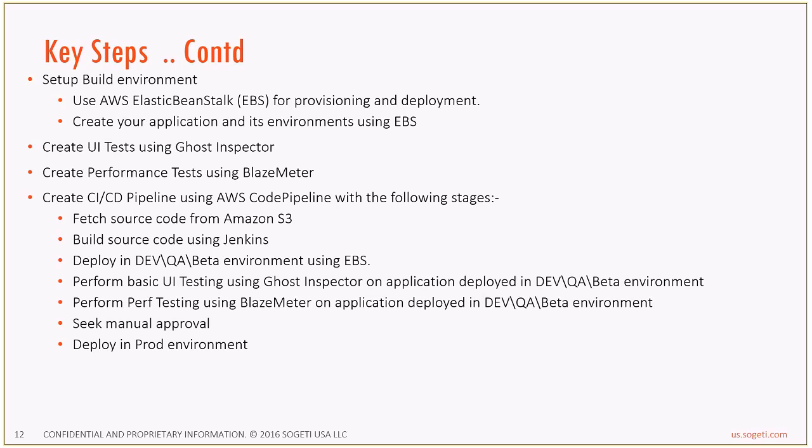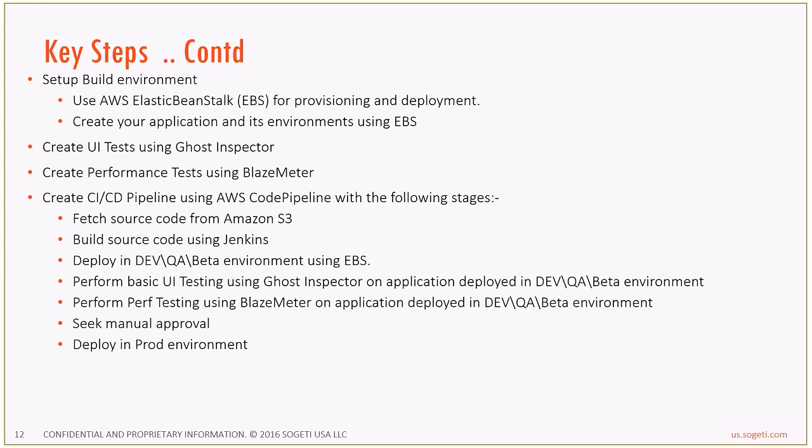So after we perform our deployment to the beta environment, the next step would be to perform UI testing using Ghost Inspector. And then finally, after that, we will be performing performance testing using BlazeMeter. Before deploying into the prod environment, we will seek manual approval. And once the approval is received, then finally we will perform our deployment to our prod environment. So these were the key steps that we have looked at.